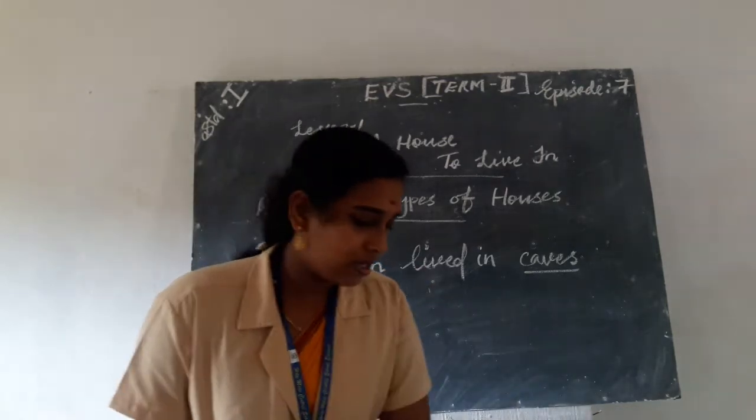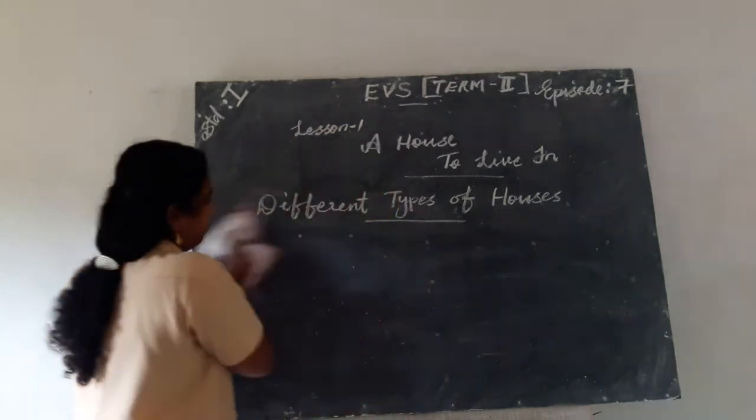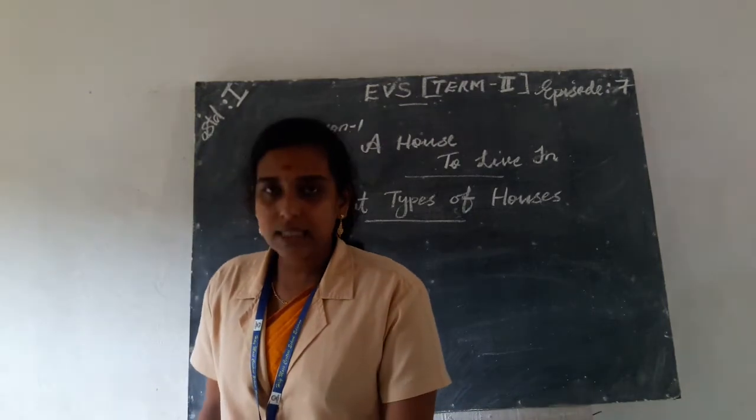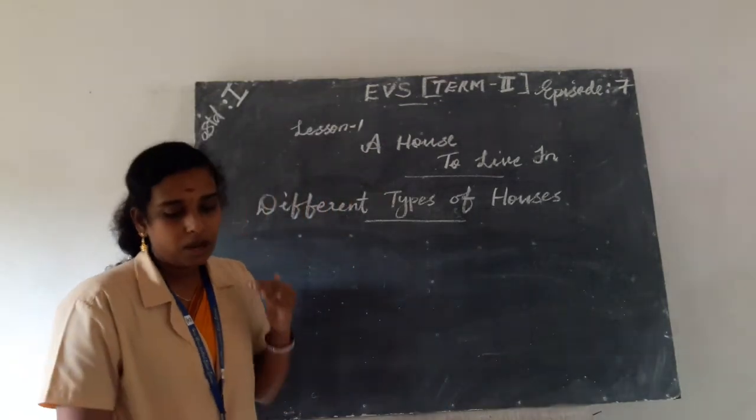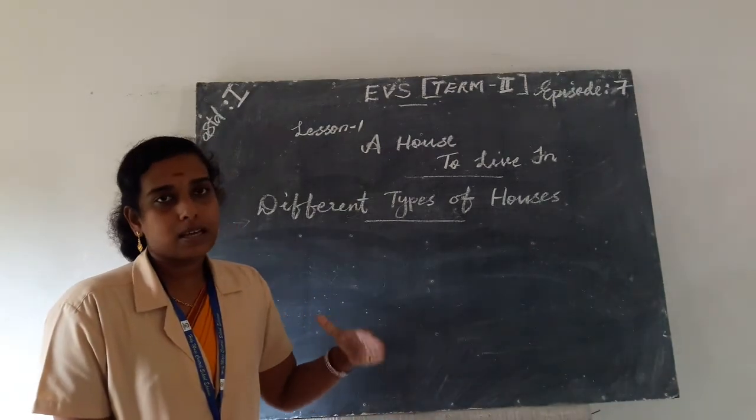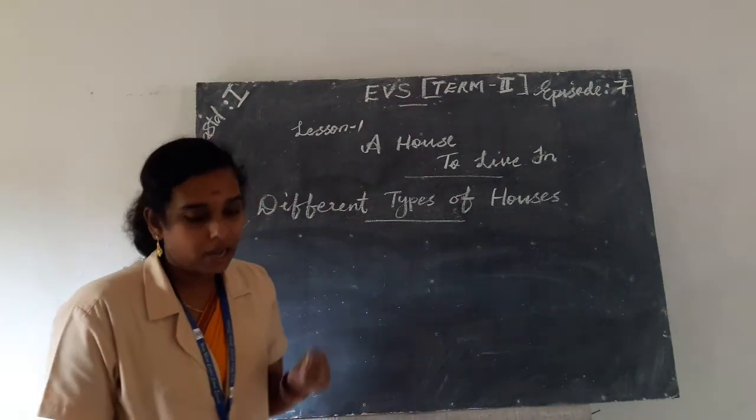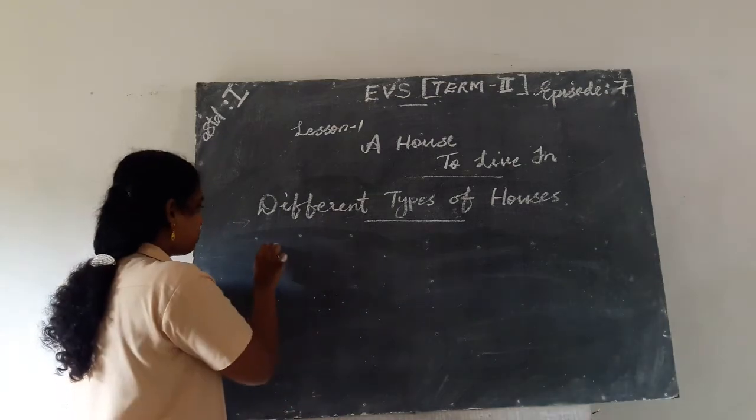C-A-V-E-S. Very good. Today people live in different types of houses, that is hut, cottage, bungalow, apartments, mud house, etc. So such houses are categorized into two types. They are pakka house and kacha house. Okay. First one, pakka house.